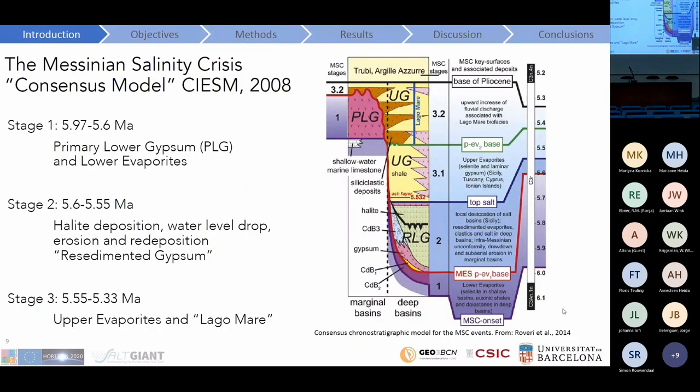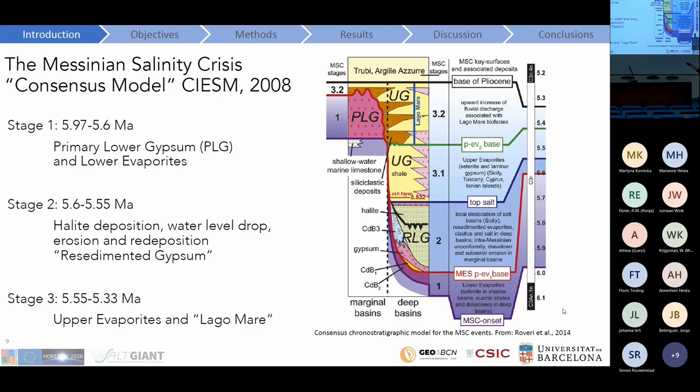So many decades of chronostratigraphic correlations between the different basins have led to the synthesis of a consensus model, where the Messinian Salinity Crisis is divided into three separate stages. And this is mostly based on dating of the onshore deposits, where the alternations between evaporite deposits and mudstones are interpreted as forced by precession cycle climate cycles. And then each cycle would represent about 20,000 years.